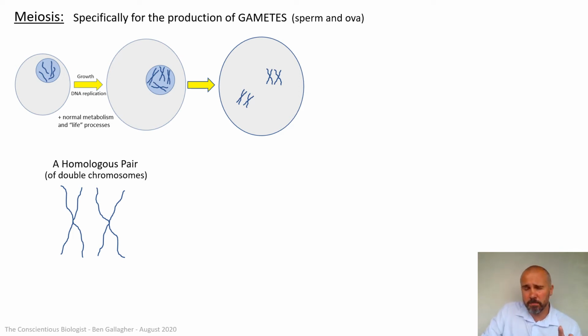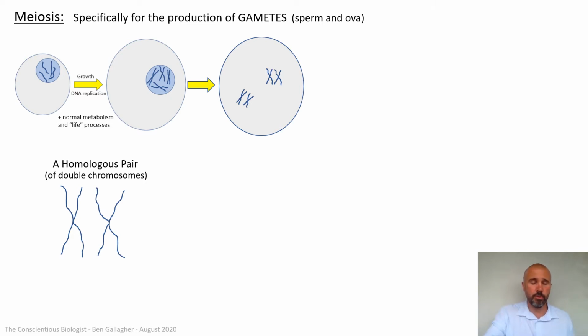Note though, this is where some people get confused. It's a homologous pair of double chromosomes. So people go, well, hang on, how can it be a pair and a double? Is it double or is it a pair? It's because each chromosome is a double because it's made of two single chromosomes, but there's two of those double chromosomes, so they make a pair.